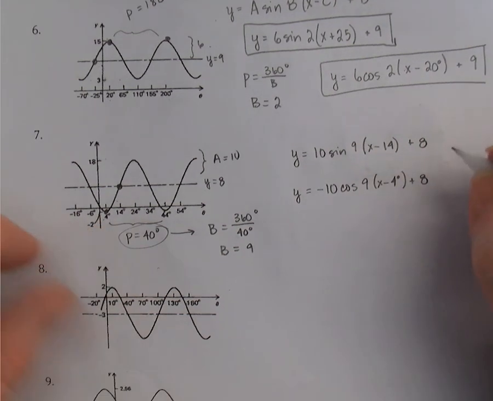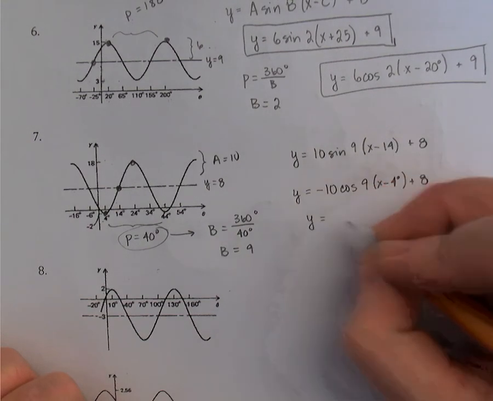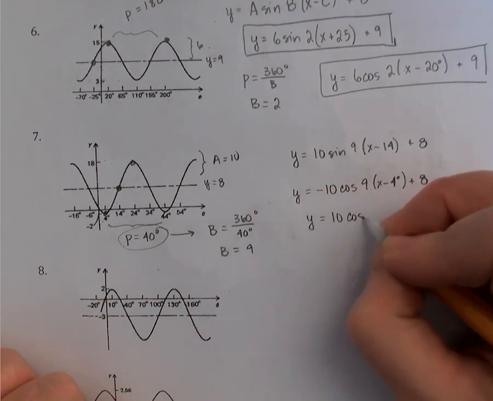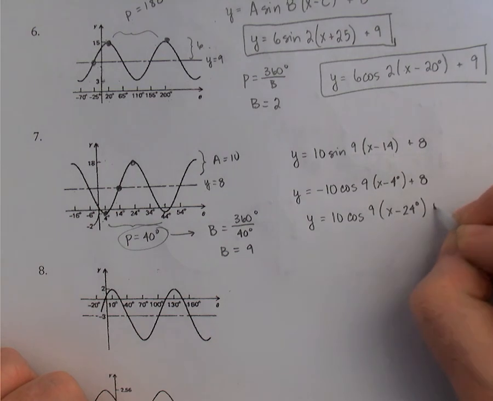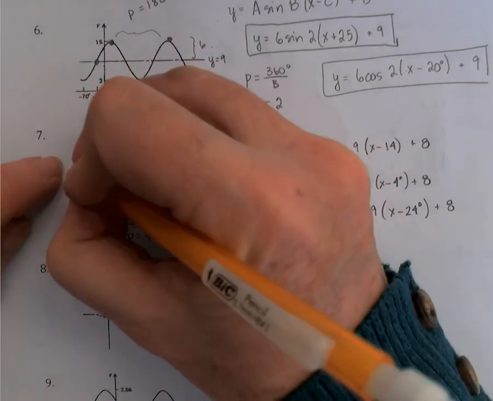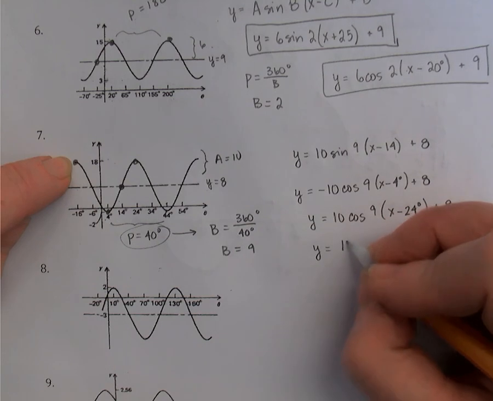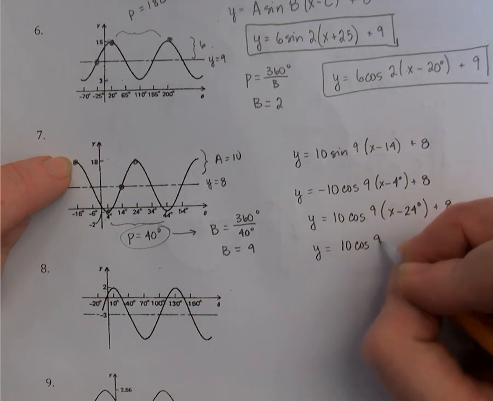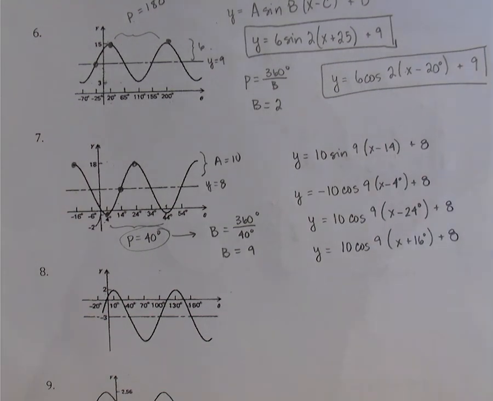Or you can consider that this is your starting point. That would work as well. y is +10 cosine 9 x minus 24 degrees plus 8. Or you could consider this is your starting point for cosine. y is 10 cosine 9 x plus 16 degrees plus 8. So all of those would be perfectly good answers.